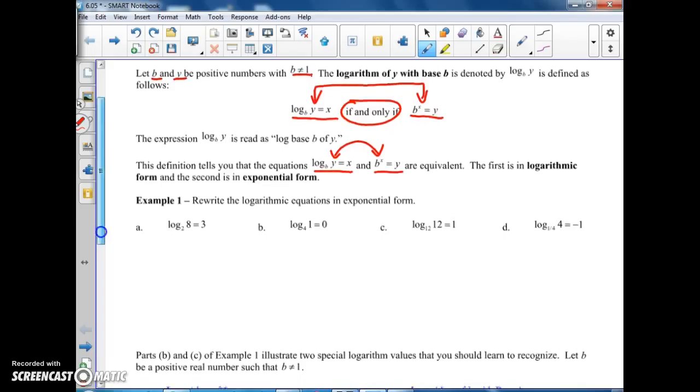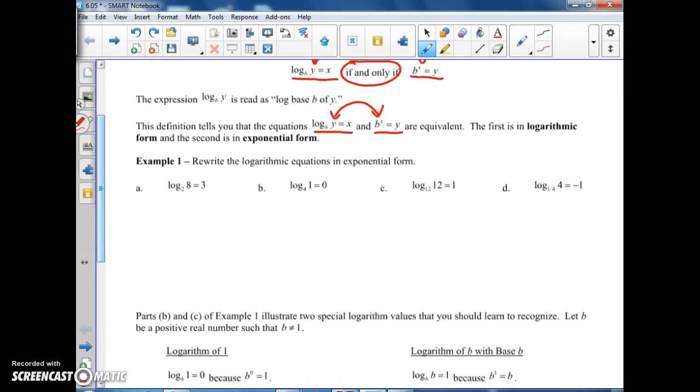So here comes the first thing. Rewrite the logarithmic equation in exponential form. What is it that you do? The first thing you do is drop the log. Strike out the log, and you make the switch. You trade places with the 8 and the 3. Then what would you write down? You write down 2 to the power of 3 equals 8. That is exactly right.